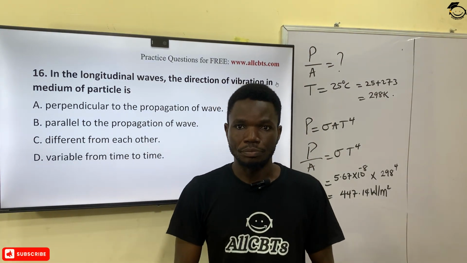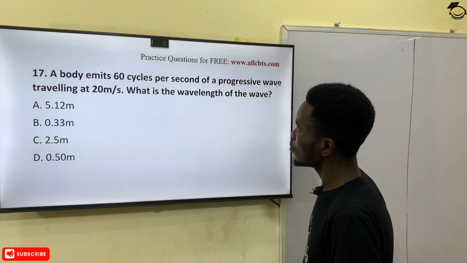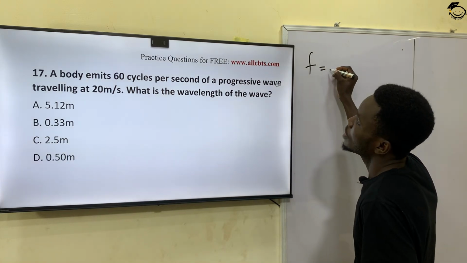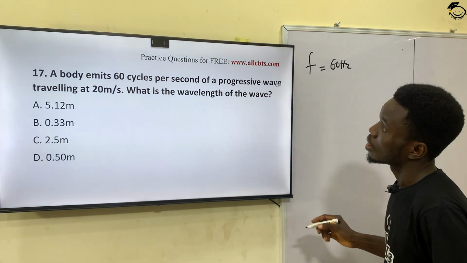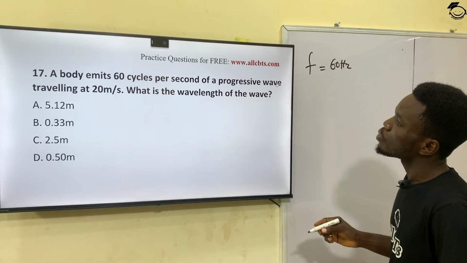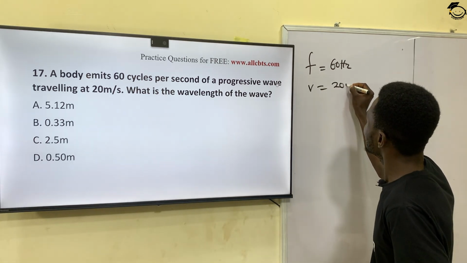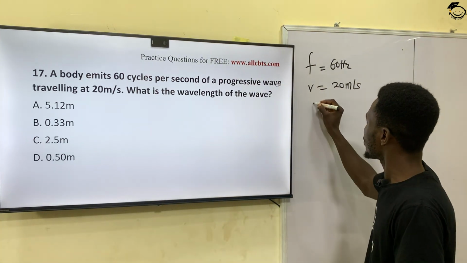Moving on. Question number 17 says, a body emits 60 cycles per second. So what they've given us there is the frequency of this wave, which is 60 hertz. Of a progressive wave traveling at, they gave us the velocity also as 20 meters per second. Then they said, what is the wavelength of the wave? So we're looking for lambda.